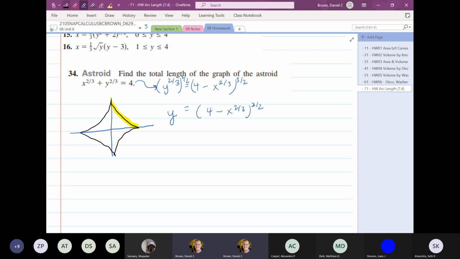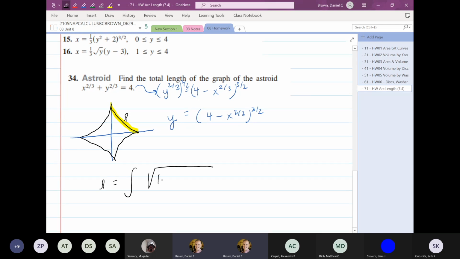If I'm doing this in terms of dx, then the length of one of them is going to be the integral, and I'll put those numbers on in a second, of the square root of 1 plus the derivative squared, with respect to dx. And again, for the derivative, making sure we do the chain rule, 3/2 minus 1 is 1/2 times the chain rule. So there's the derivative.